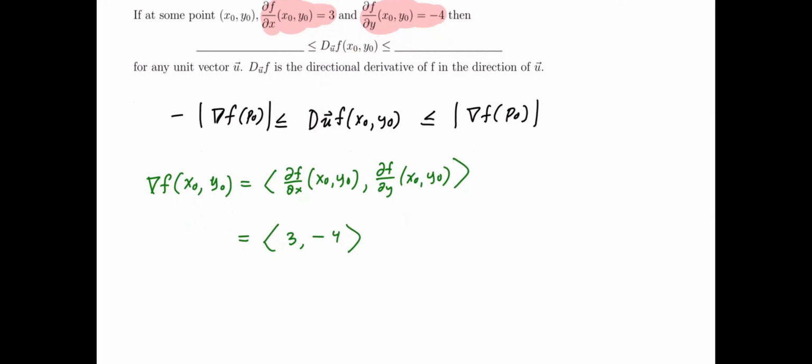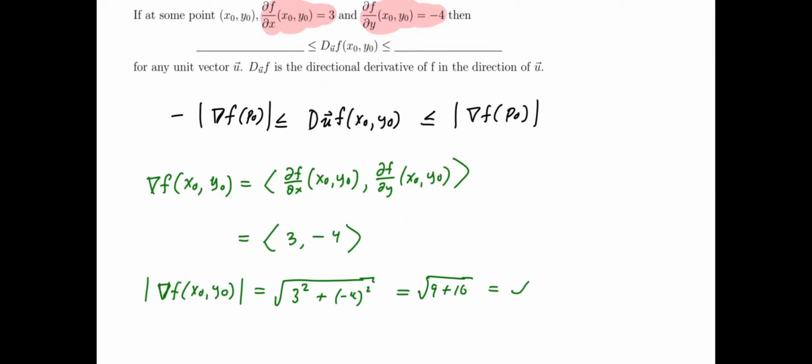Now, if you want to find the magnitude of this gradient vector, gradient of f at (x0, y0), we know by definition, this will be the square root of the sum of each component squared. So this is 3 squared plus -4 squared. And this will give us the square root of 9 plus 16, which is the square root of 25. That would simplify to 5.